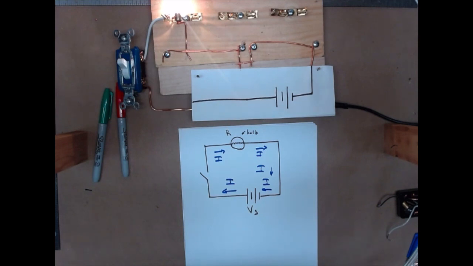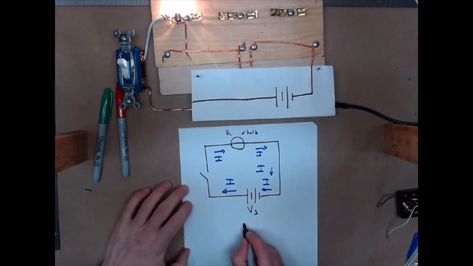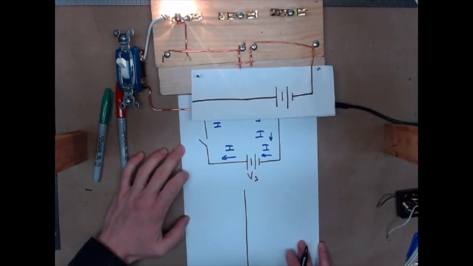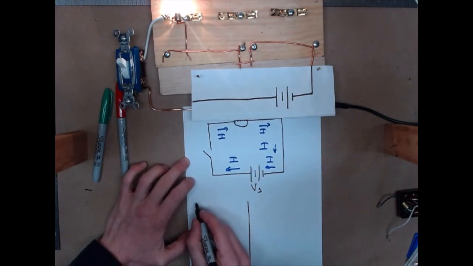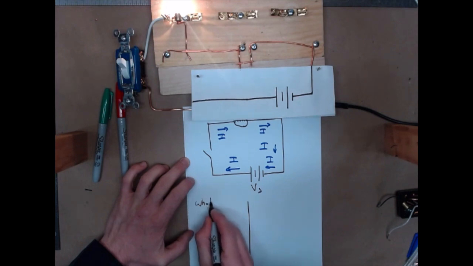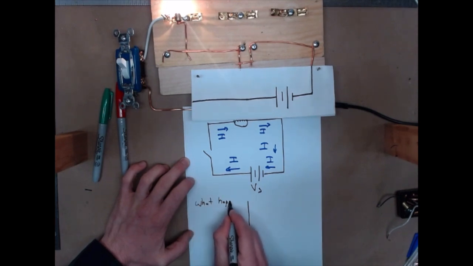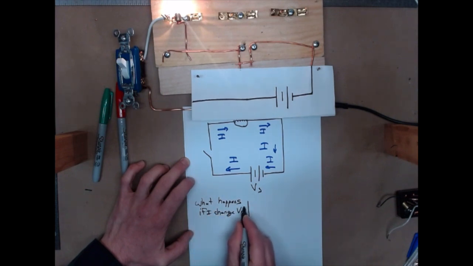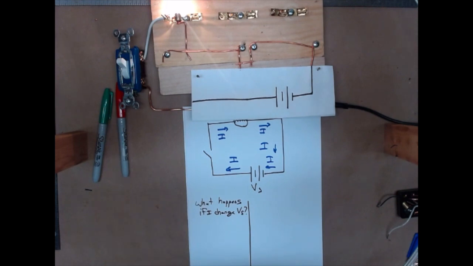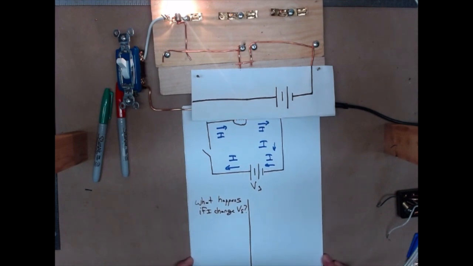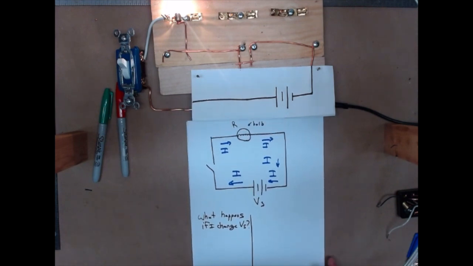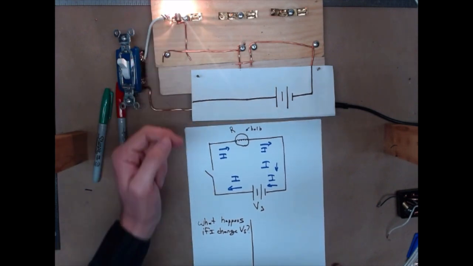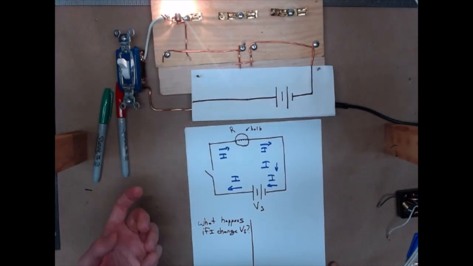Well, first thing we're going to want to do is let's go ahead and test the effect of Vs. So we're going to ask, what happens if I change Vs? What happens if I change it? Well, what are some options? Well, if I change Vs, will I be able to change the resistance of the bulb? Well, the answer is actually no.